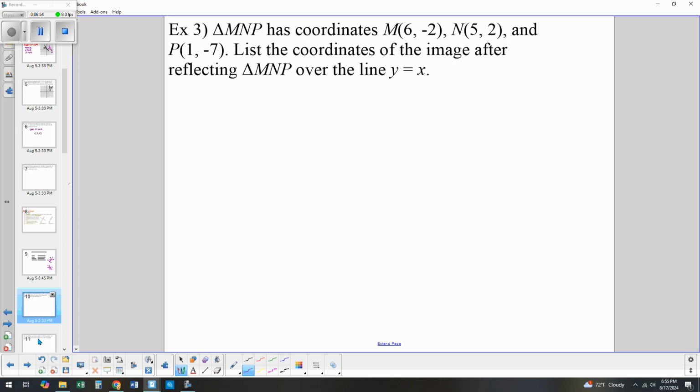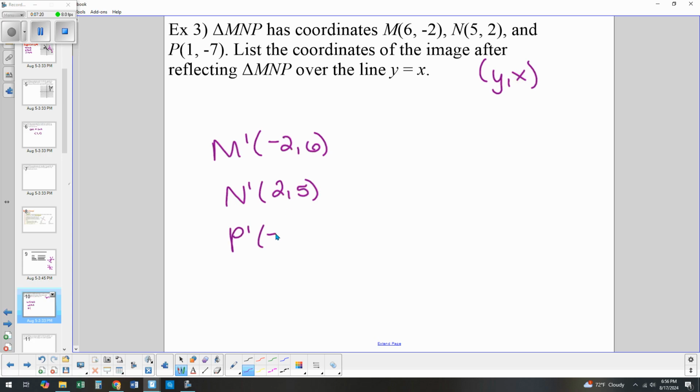So for example 3, I want to list the coordinates of the image after doing a reflection over the line y equals x. That rule that we just learned is flip them, y comma x. So M prime, instead of 6, negative 2, would be negative 2, 6. N prime, instead of being 5, 2, would be 2, 5. And P prime, instead of being 1, negative 7, would be negative 7, 1. And that's all there is to do for that.